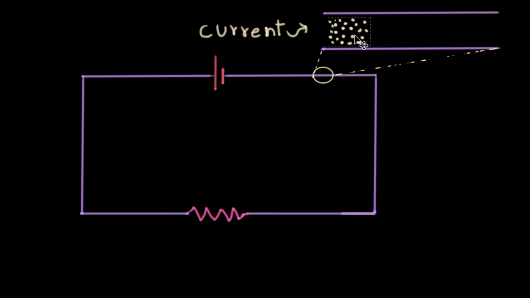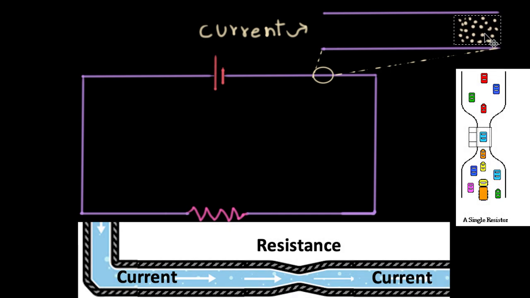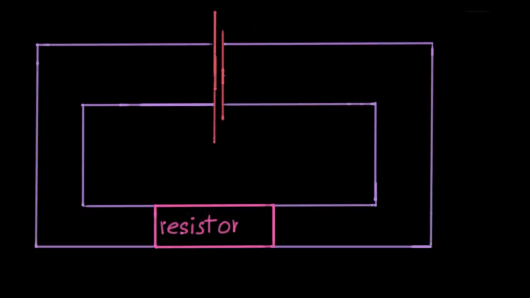To keep things simple, let's picture it as a stream of electrons moving through the wire, similar to traffic on a highway or water flowing through a pipe. A quick side note here is that this isn't exactly how it works, but for now, this simplified view will help us understand the concept. Now let's zoom into these wires and visualize the electrons flowing through them.